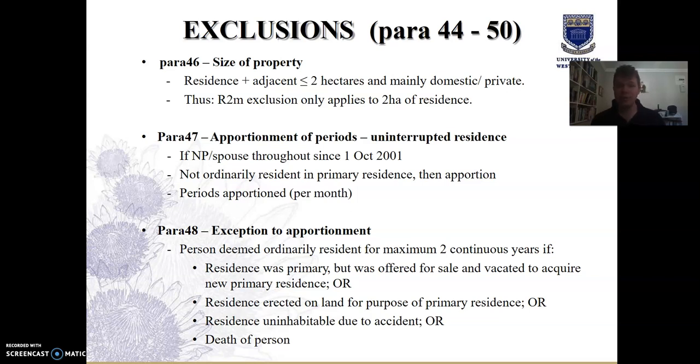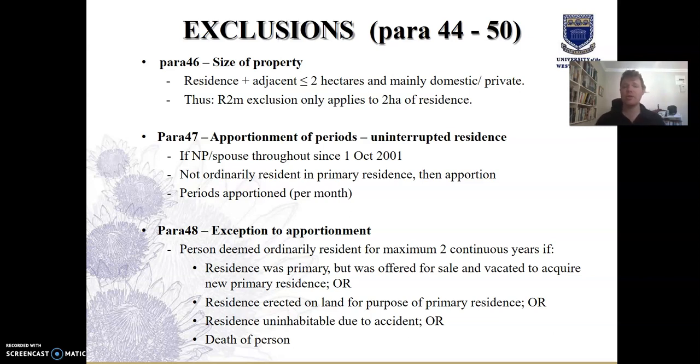Alright, so we left off having just finished para 46. We're dealing with situations whereby you have to apportion what your primary residence exclusion is going to apply to. So we're never going to apportion the 2 million, but we do have to apportion what that 2 million can apply to. And para 47 speaks about apportioning of periods where you didn't live in the house the entire time.